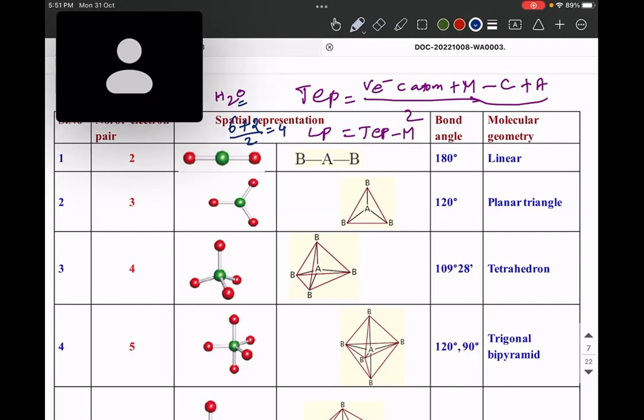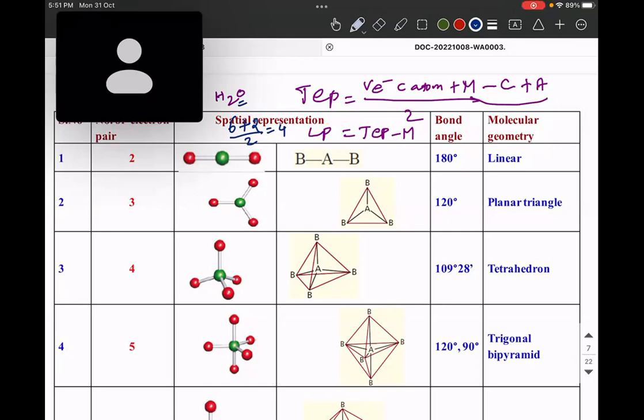So 2 bond pairs, 2 lone pairs. Totally it has 4 electron pairs. If it is 4 electron pairs, the molecular geometry becomes tetrahedral. Am I right? So we'll see one by one. If you have only 2 electron pairs, the green is the central atom, the reds are attached atoms. You will get a linear shape, 180 degree.